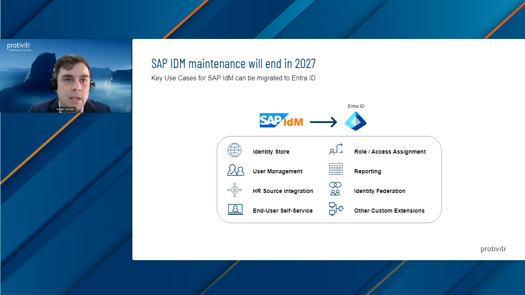Just again, maintenance for IDM is ending December 31st, 2027, and extended maintenance will go through 2030. But whether you use IDM or another IAM tool, or you don't even have one yet, Entra ID covers a lot of the scenarios that SAP customers need, which is the reason they leverage these IAM products. So I'll turn it over to Julia for a polling question, and then Sarah can cover how Entra ID helps with these scenarios and more.